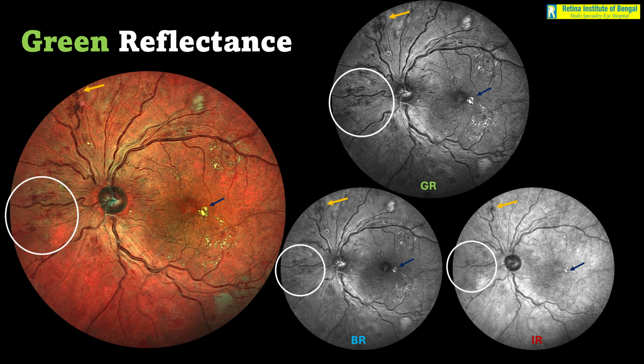In other words, each of these pathologies in diabetic retinopathy, depending on at which level they are, will show up more prominently in different maps. And in general, the common signs of diabetic retinopathy, because they are mostly located in the inner retinal area, will be seen best in the green reflectance image.